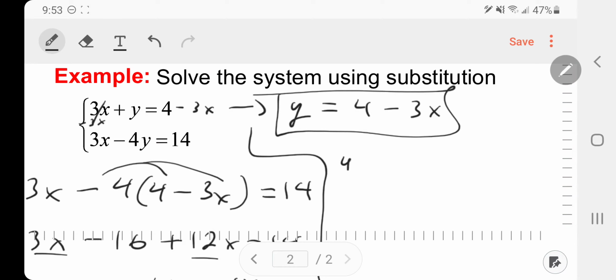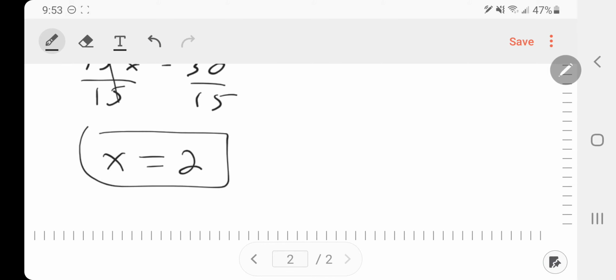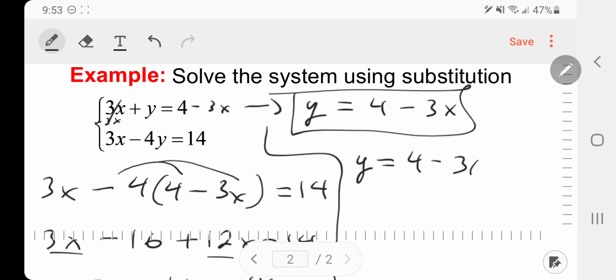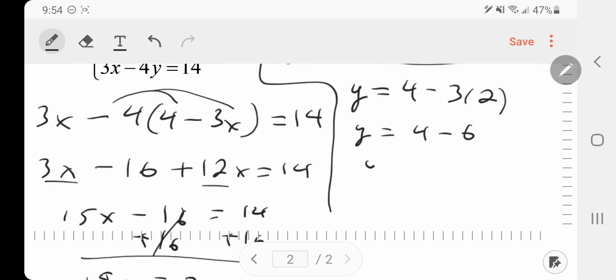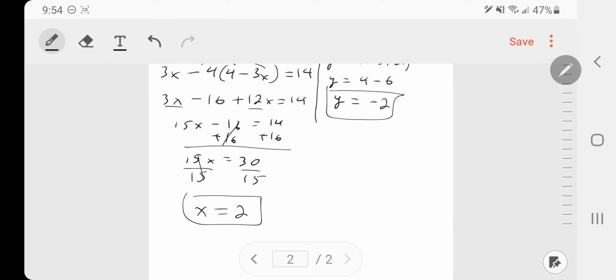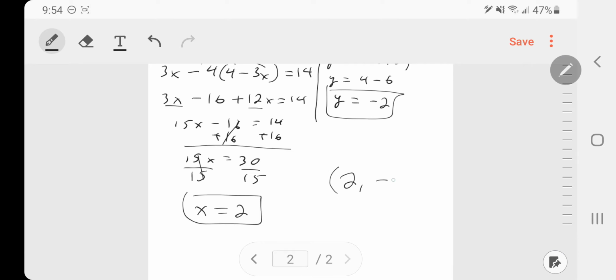All right, so let's go ahead and plug in our x value that we now solved for. Our x value is down here. It was x equals 2, so I plug in a 2 for x now, and I get y equals 4 minus 3 times 2, which is 6, and we get y equals negative 2. Okay, so we have x is 2, y is negative 2, and our solution is (2, negative 2).